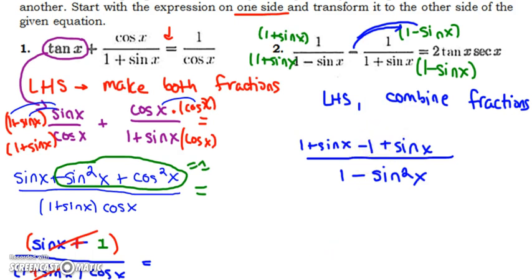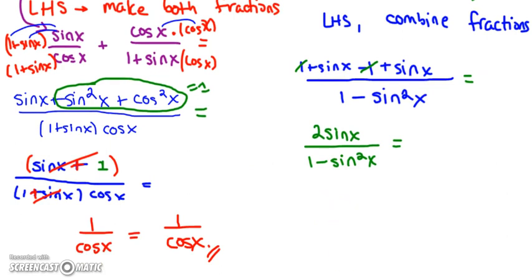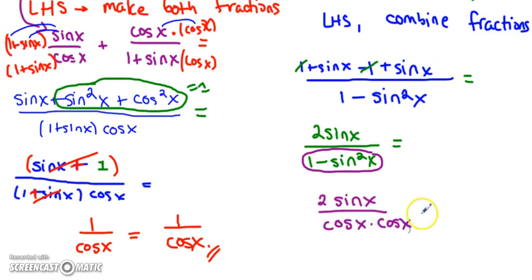So the ones appear to cancel. So it looks like we have 2 sine of x's over 1 minus sine squared. Equals. Now, if you haven't caught this substitution yet, you could still substitute for 1. But the faster way is to recognize that this 1 minus sine squared is really just cosine squared. So I'm going to do this by writing this as cosine x times cosine x.